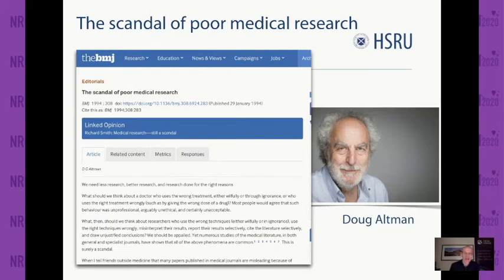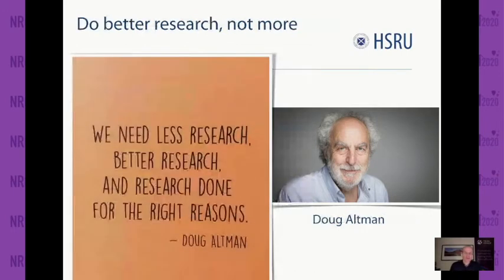And the only regret that Doug ever had about this paper was that he chose the word poor rather than bad. I wish it had been called The Scandal of Bad Medical Research. And we're talking about efficient trials today, and clearly bad medical research, bad trials are the ultimate in poor efficiency. In that article was this text. So this is the front page of a notebook, in fact, that I actually give to new research students as an aide-memoire to what we ought to be about.